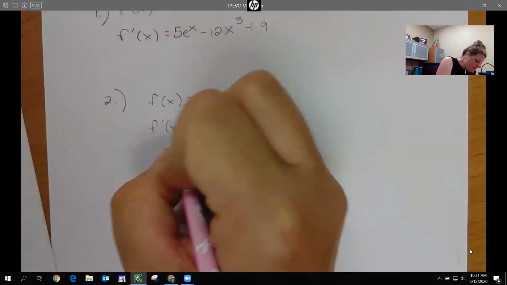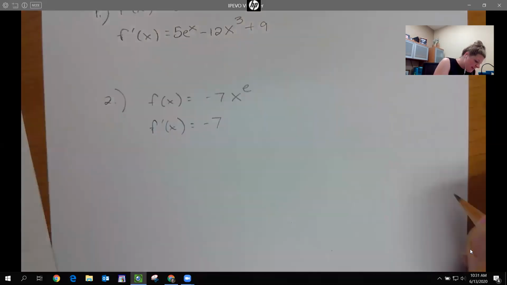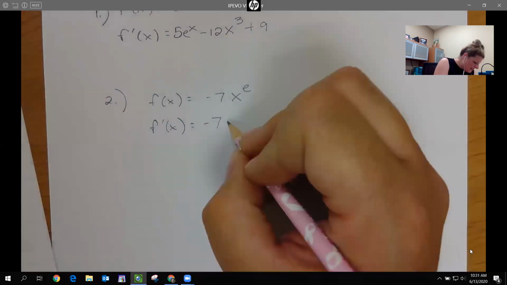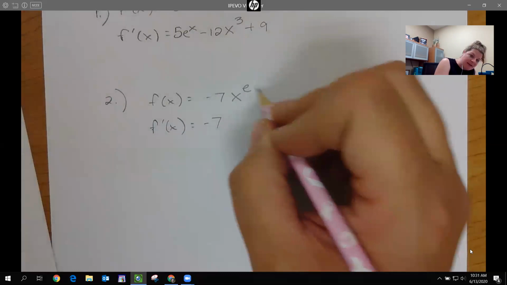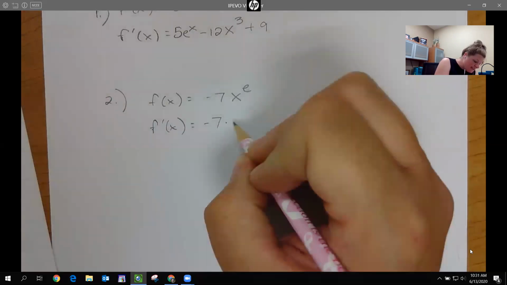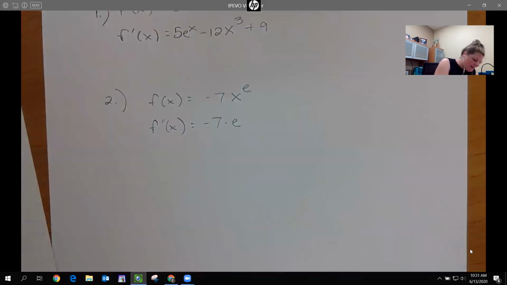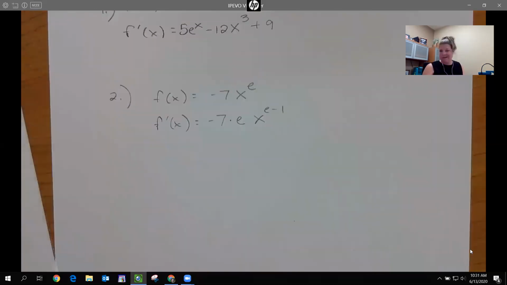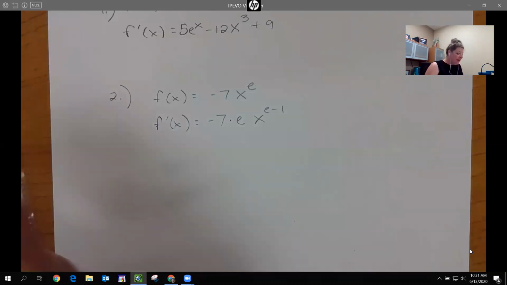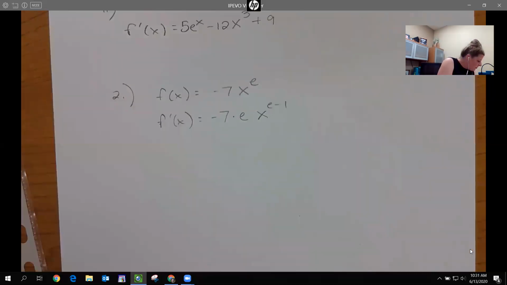So we keep the -7 out front, and then for our e, we're going to subtract 1 from here and then times the e by what's in front. So I'm going to times that by e, and then I'm going to subtract 1 off e. All right, I think that might be in your homework, which is why it's in my notes, but a little bit tricky. Let's look at a couple more.